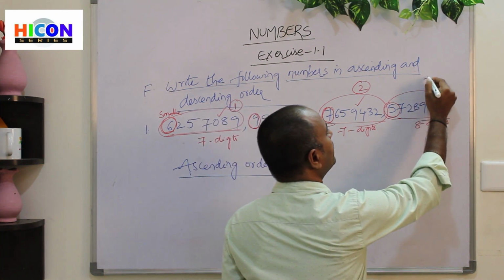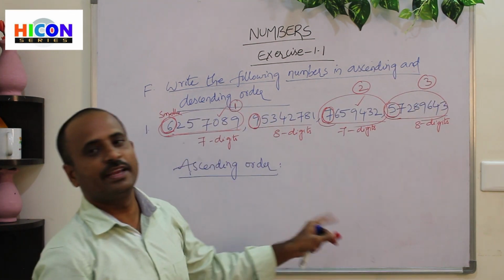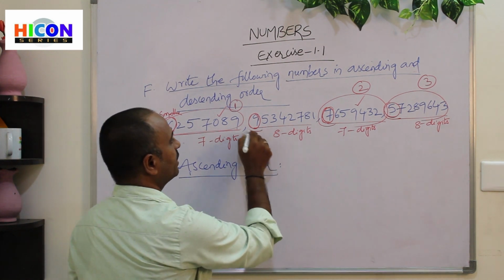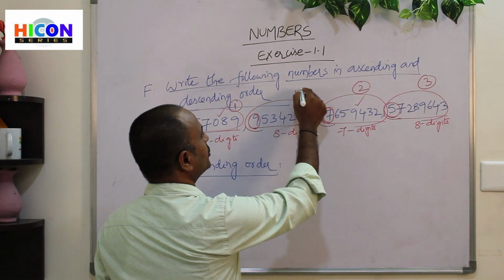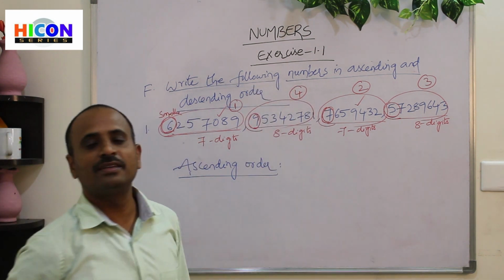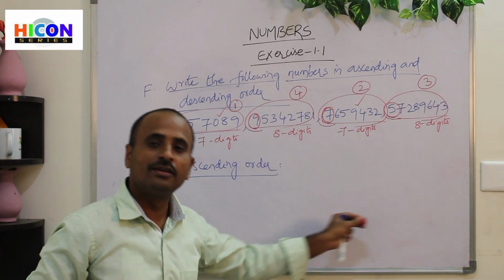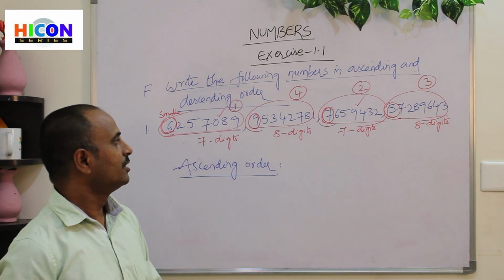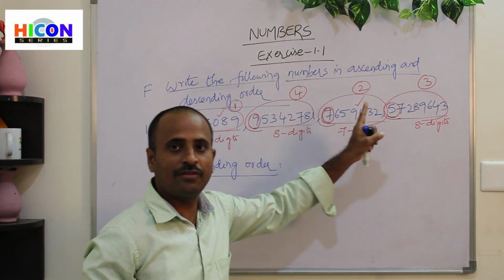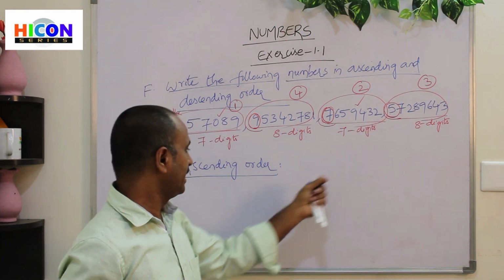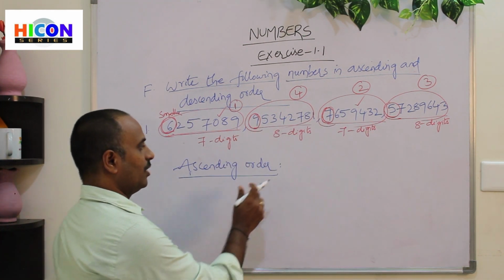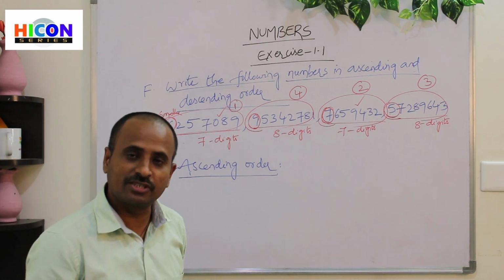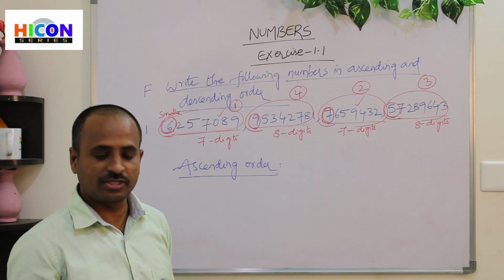So we have to write it in third place in the ascending order, and the remaining number should be written last. That is, this number should be written in fourth place, last in ascending order. So children, this is the order of numbers while writing ascending order. We have to write the smallest number first.